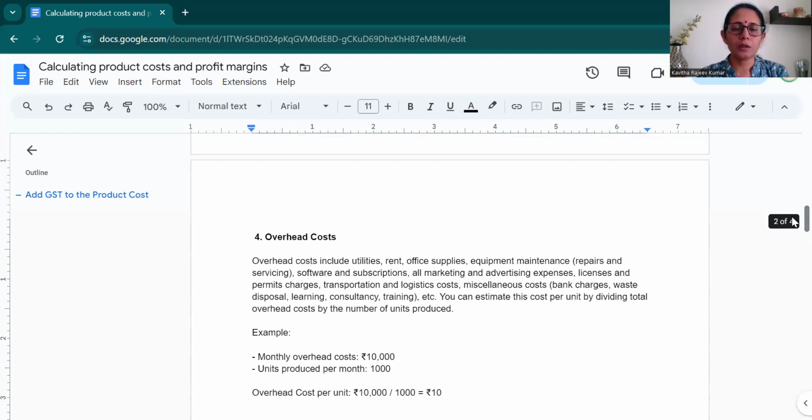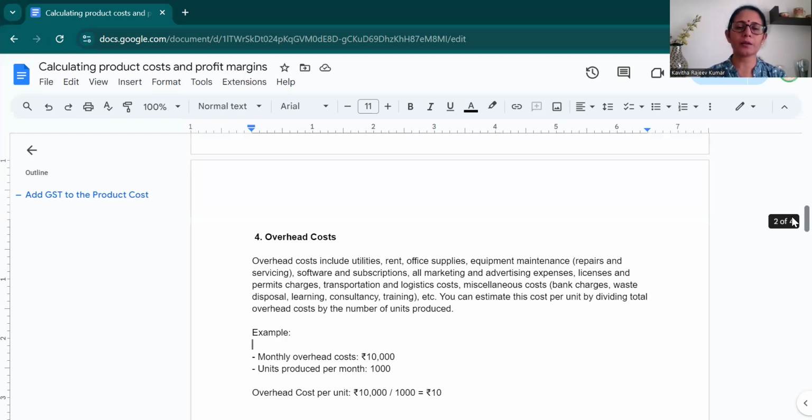Overhead include utilities, rent, office supplies, equipment maintenance, any software or subscriptions that you're using for business purpose, all marketing and advertising expenses, license charges, permit fees. This also includes permits, say like FSSAI certification, whatever fees you are spending for getting FSSAI certification, that comes under license and permit charges.